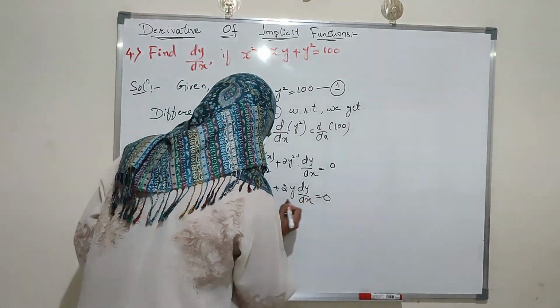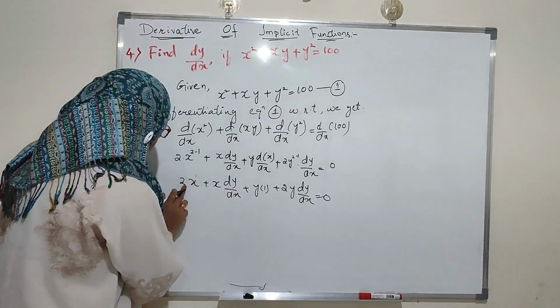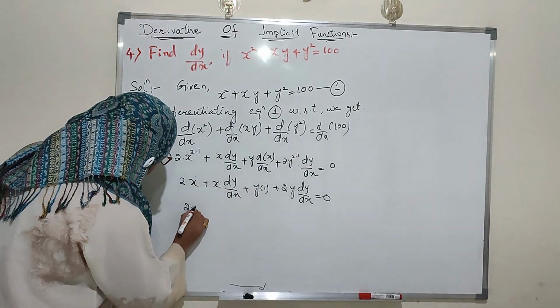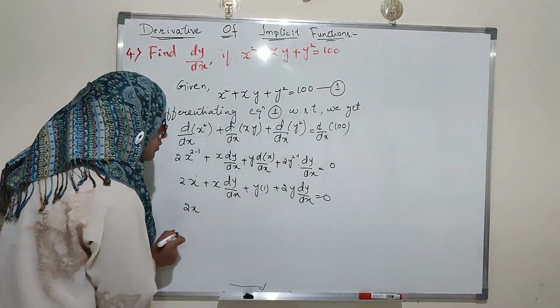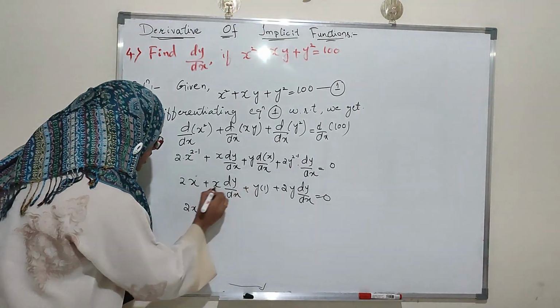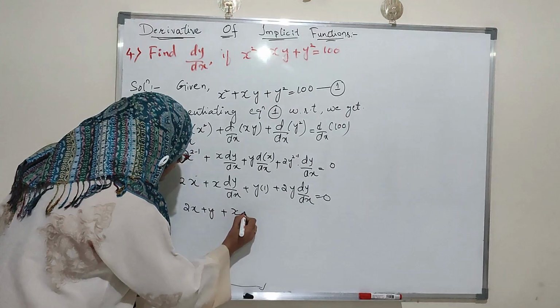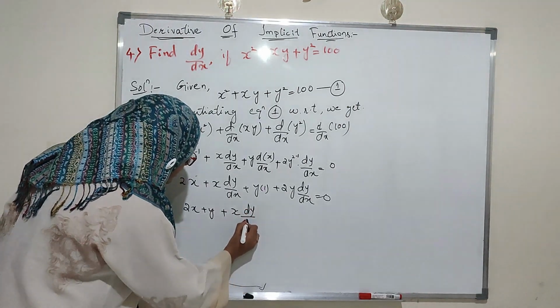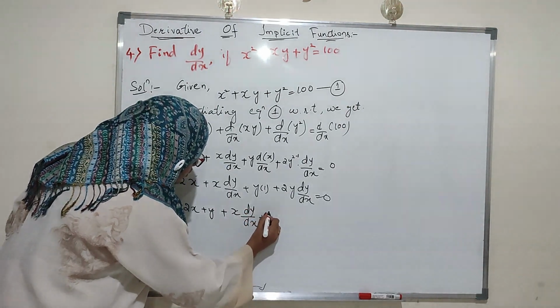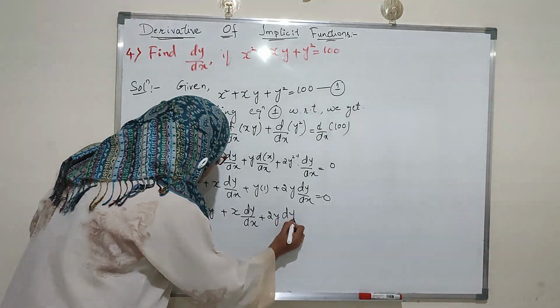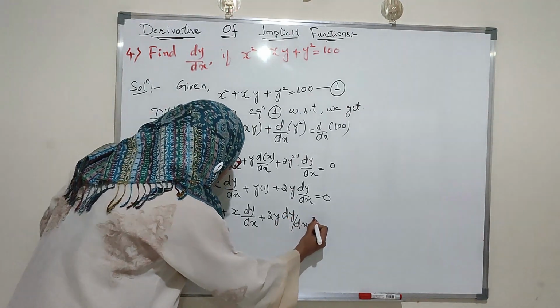is equal to 0. So here we are having 2x plus y into 1 is y. I am taking this plus y here, plus x dy by dx, rearranging this term. Okay, plus 2y dy by dx is equal to 0.